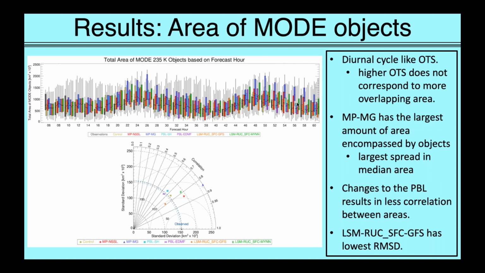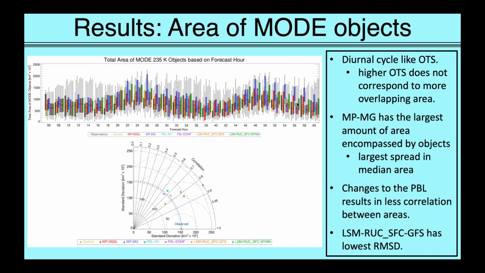So we do have a diurnal cycle, like we saw in the OTS. But it's important to note that the higher OTS does not correspond to more overlapping area. We analyzed both the equitable threat score and the CSI, which I'm blanking right now on what that actually stands for, but for neither of them did we have local maxima during this time. We actually had local minimums, which indicates that we're not getting a higher OTS just because we simply have more overlapping area.